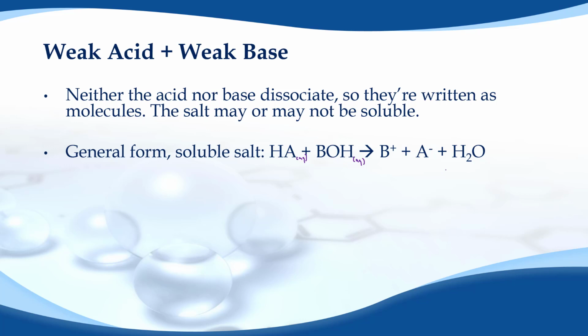H plus and OH minus will form water. And then if the salt dissolves, B plus and A minus, because those are the two ions that make up our soluble salt. Just like we did when we wrote regular ionic equations, right? So this will be just a general ionic equation.